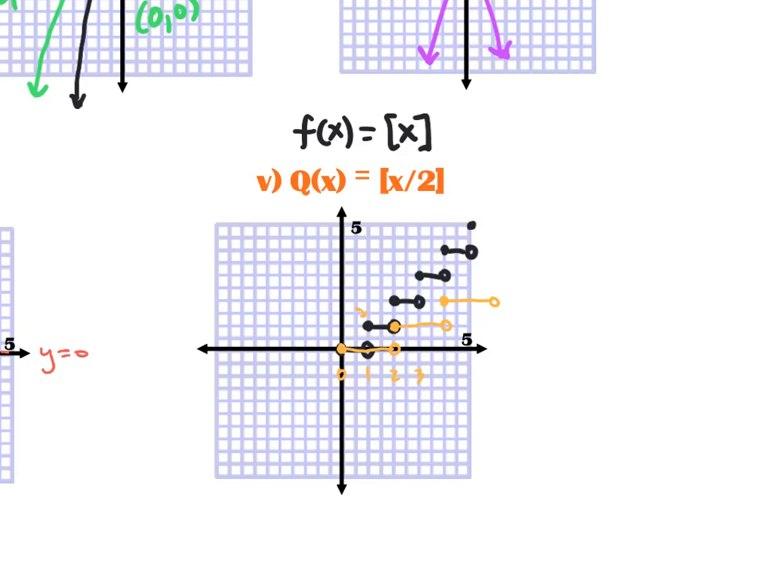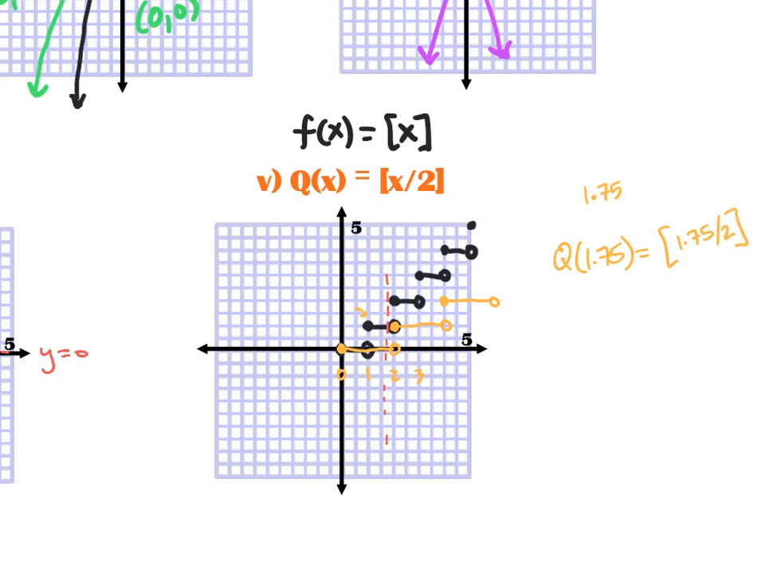Of course, you could verify this using algebra. If I took the number, I don't know, let's go 1.75, and I plugged it in here, so Q of 1.75. All right, let's find where 1.75 is, first of all. 1.75 would be kind of right along this line here. Okay, so Q of 1.75 is equivalent to the greatest integer function of 1.75 over 2.